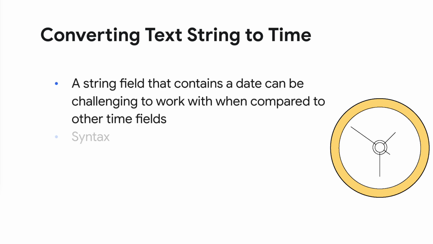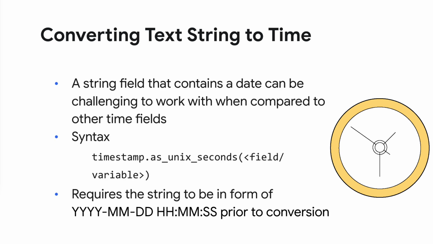On occasion, we might find ourselves with a date-time value in a string field. It doesn't matter how it got there, but it's there and we want to use it just like we would any other timestamp. This can be challenging because it's a string, and at this point, how can we calculate a time difference between two strings? Luckily, the timestamp as Unix seconds can help us.